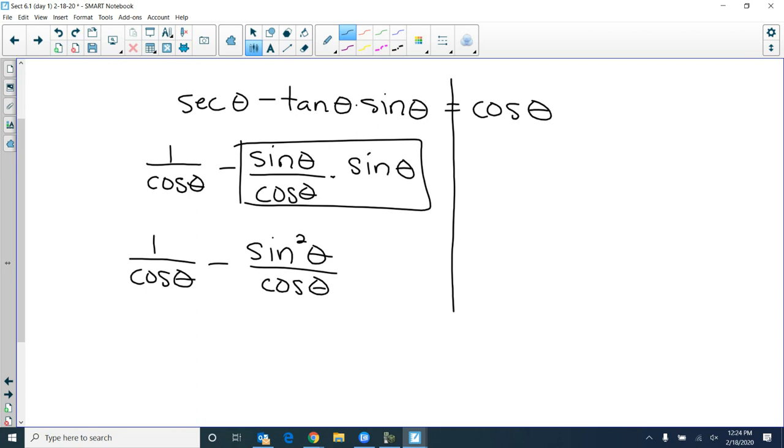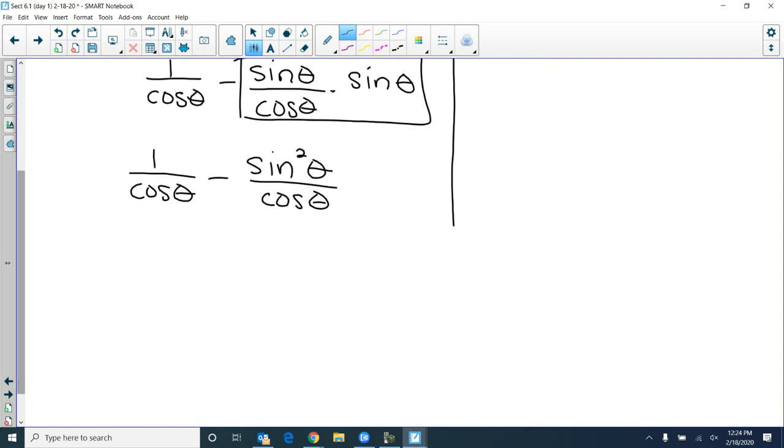Subtract those two. What does that look like when I subtract those two? Now, that doesn't mean you're necessarily going to get an answer, but you can at least represent them as one fraction. So what's 1 over cosine of theta minus sine squared over cosine? Do they have the same denominator? Yeah, so I can write that as 1 minus sine squared theta over cosine of theta.